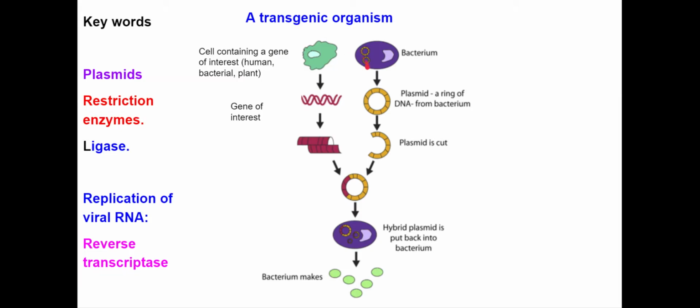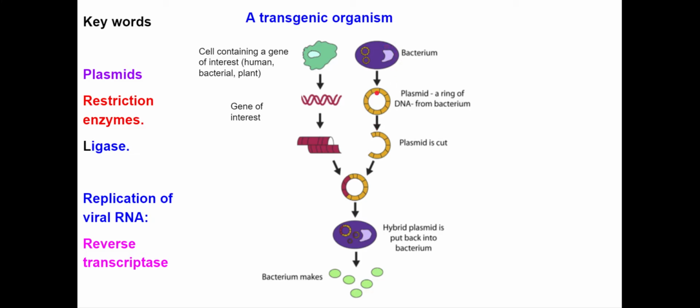So this diagram here on the right is of a bacterium. You might wonder why I'm showing you a bacterium, and that's because it's a bacterium that we can put a modified gene into, and then we can infect the rice with the bacterium so that it produces vitamin A in its crop. So how do we do that?